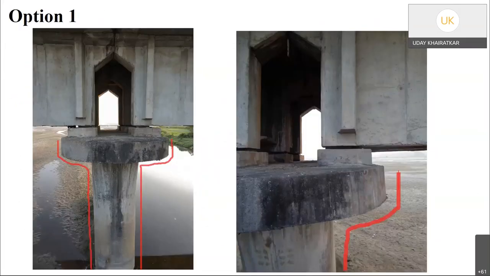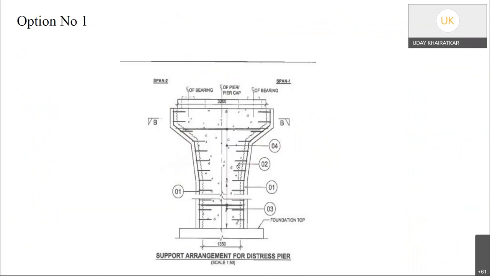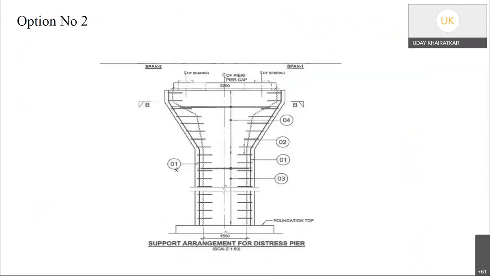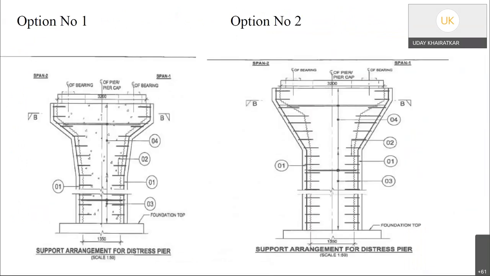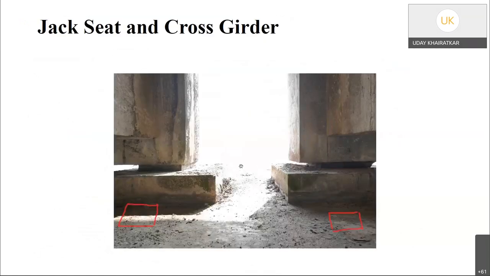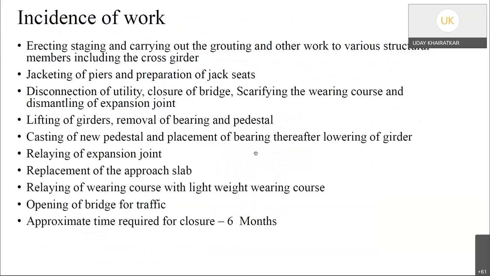So we had suggested measures how to rehabilitate this bridge. We had suggested encasing of the piers. So support for the distressed pier, two different options were provided. So erecting, staging and carrying out the grouting and other works.